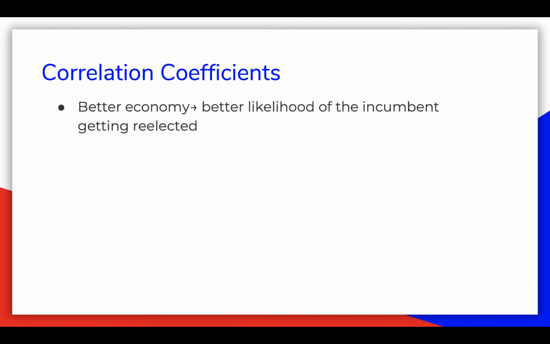So correlation coefficients. Just as an example, this is from the economic theory of voting, and it says that a better economy, right, higher GDP, lower unemployment, leads to the incumbent being more likely to get reelected. Conversely, if the economy is doing really poorly, then we would expect the incumbent would likely not get reelected.